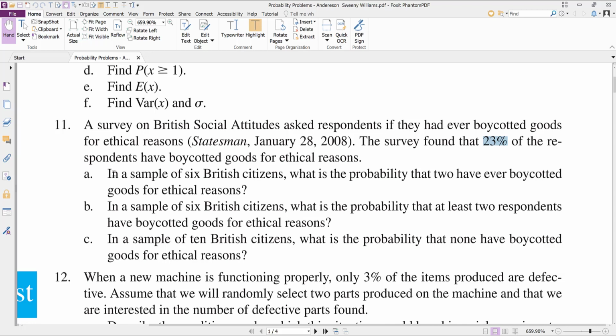Now, if we put this question against the criteria for binomial probability, you will see that this successfully qualifies as a binomial problem. There are a total of 6 citizens, and of course, they are independent. Their decision to boycott a product or not boycott is totally independent of each other, which means they are not communicating with each other, or at least that's the assumption. And the probability also remains the same for all of them. So the total number is 6 British citizens, and we are interested in the probability that 2 have ever boycotted goods for ethical reasons.